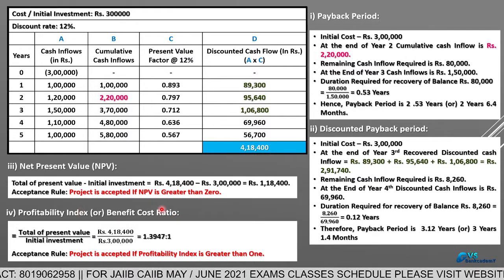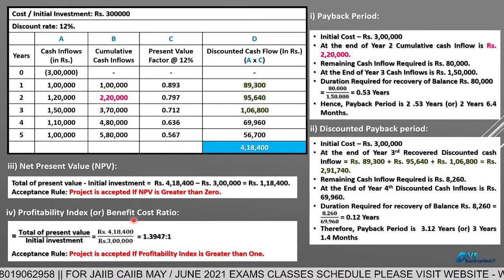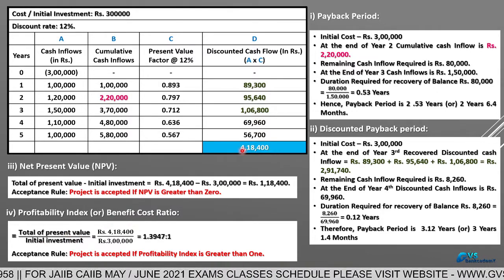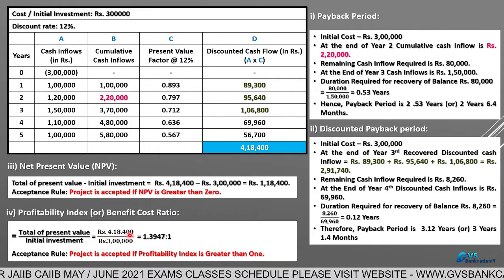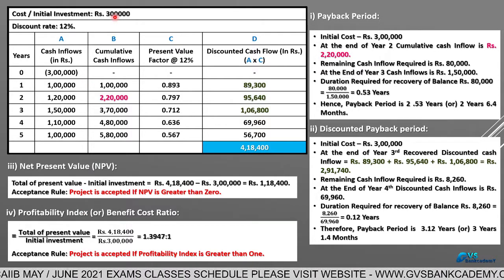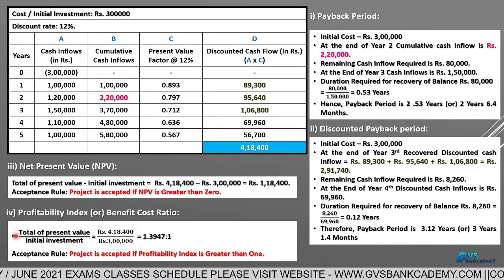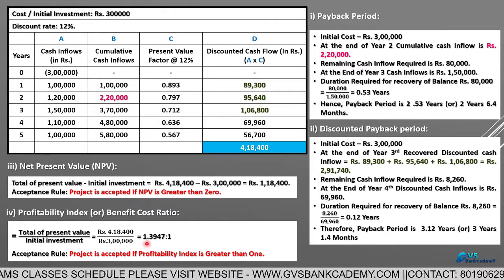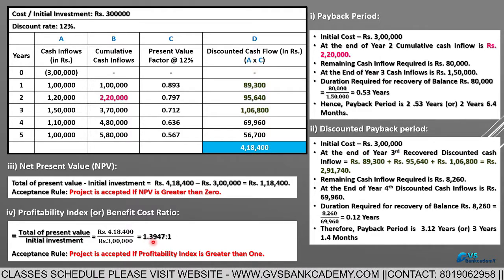What is the formula for the benefit cost ratio or profitability index? Total of present value, already calculated, 4,18,400, divided by the initial investment of 3 lakhs. How much had you invested in the project? 3 lakhs. That is equal to total of present value 4,18,400 divided by initial investment 3 lakhs. The benefit cost ratio is 1.39 to 1.